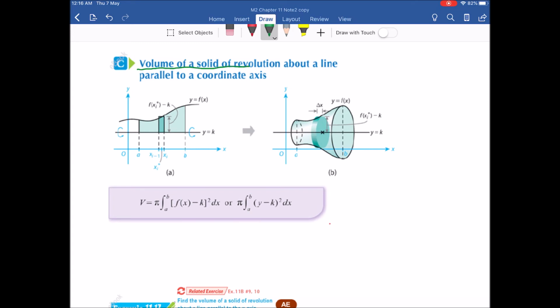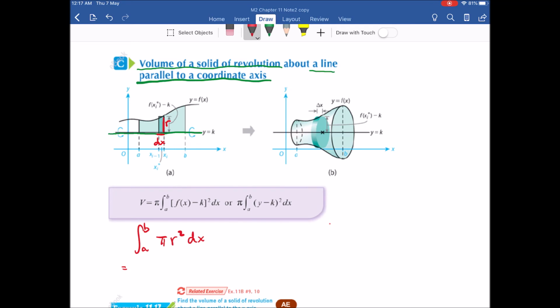This part is volume of a solid of revolution about a line, not the x-axis or y-axis, okay. For example, this line y equals k. It is very simple. Again, it is pi r squared, okay. This is the r, and then this is dx, okay. So each one is pi r squared dx, and you are going to integrate from a to b, okay.